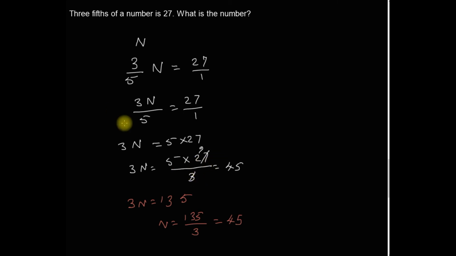But recapping again, reading the words, the text of the question, we just assume that the number we're looking for is n, and we apply what's in words into a mathematical equation. 3/5 of the number becomes 3/5 of n is equal to 27. The rest is cross multiplication and finding what the number should be.